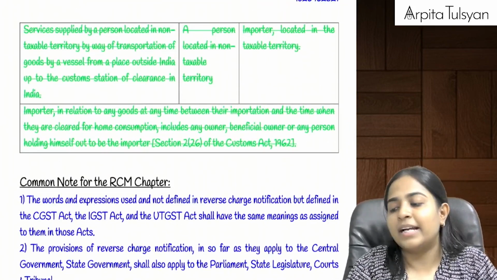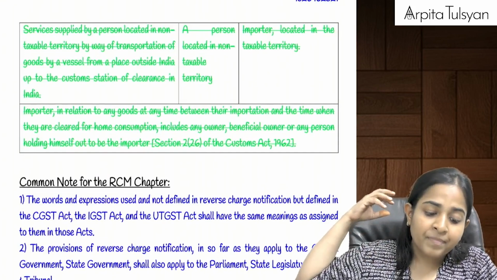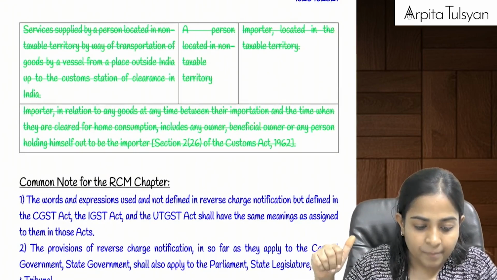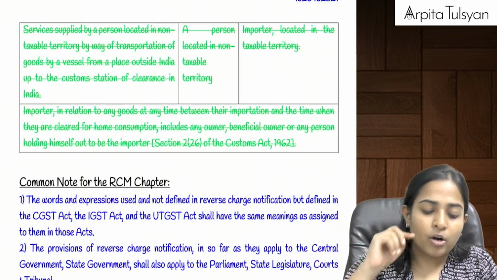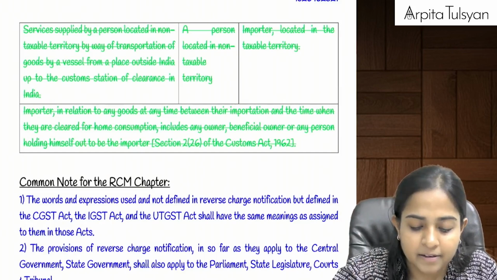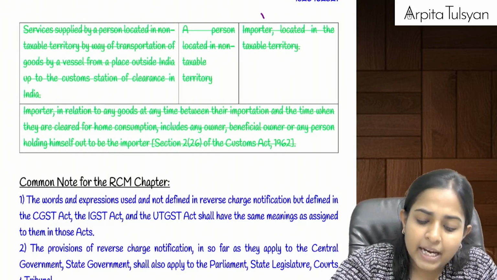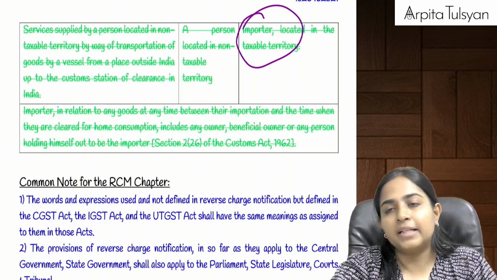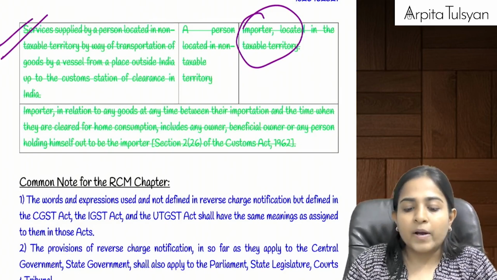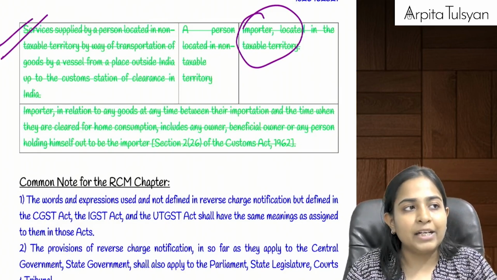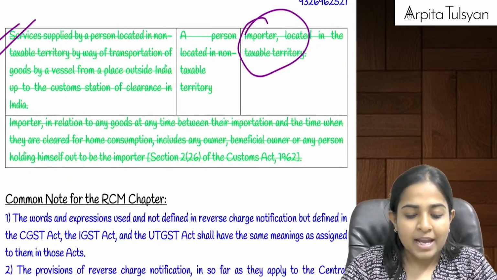And the second point that we had studied was if there is any service provided by a person who is situated outside India, by way of transportation of goods by vessel or ship from outside India to customs clearance here in India, then reverse charge was applicable, and the importer was liable to pay the tax on the same. Now listen, that entry has been totally deleted. I will tell you the impact, so that you will be able to understand the relevance of this in the other chapter also. Just try to understand.